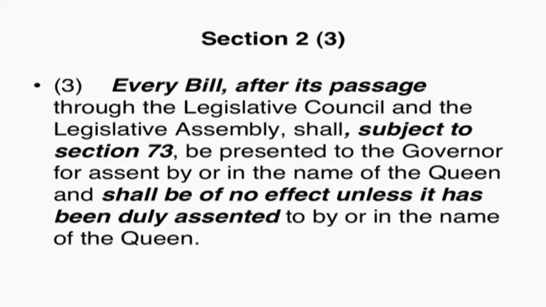Be presented to the Governor for assent by or in the name of the Queen, and shall be of no effect unless it has been duly assented to by or in the name of the Queen. So Section 2 subsection 3 automatically kicks you back to 73. So the answer of 2.2 is an incorrect answer or an incomplete answer, because it didn't give you Section 2 subsection 3, which then activates 73.